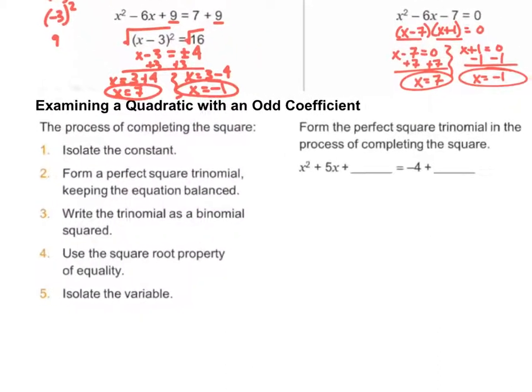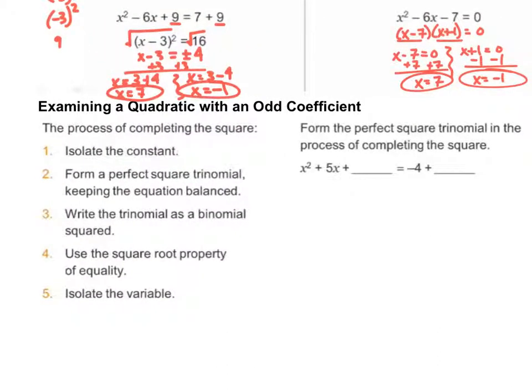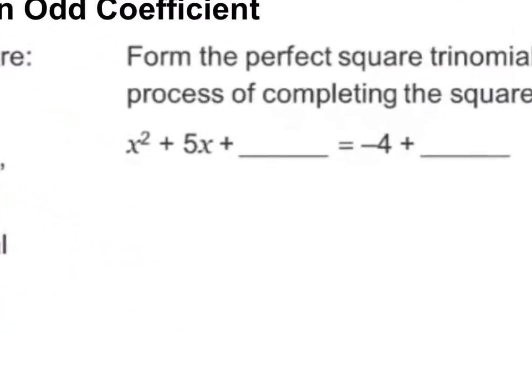All right, so let's go ahead and do something a little bit different. On this, we're going to examine a quadratic with an odd coefficient, with this guy as a 5. We want to isolate the constant, which we've done, negative 4. Form a perfect squared trinomial, keeping the equation balanced. So same steps as we had, but this is going to be a little bit different.